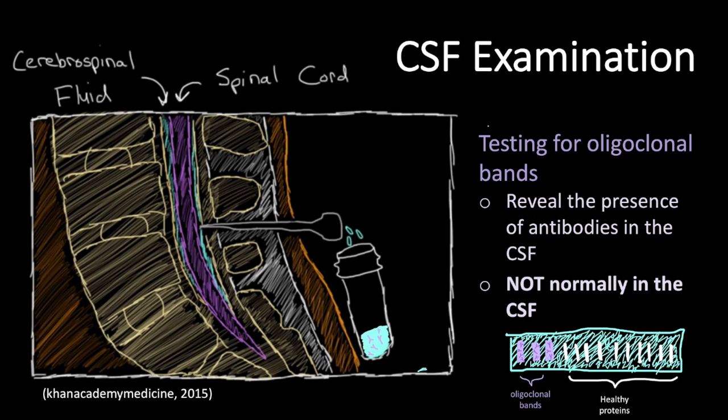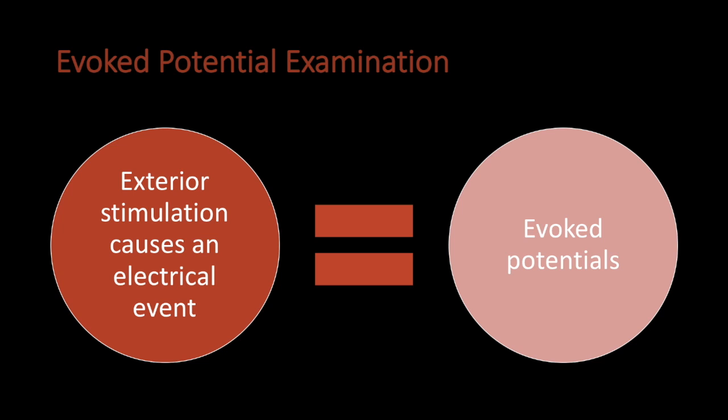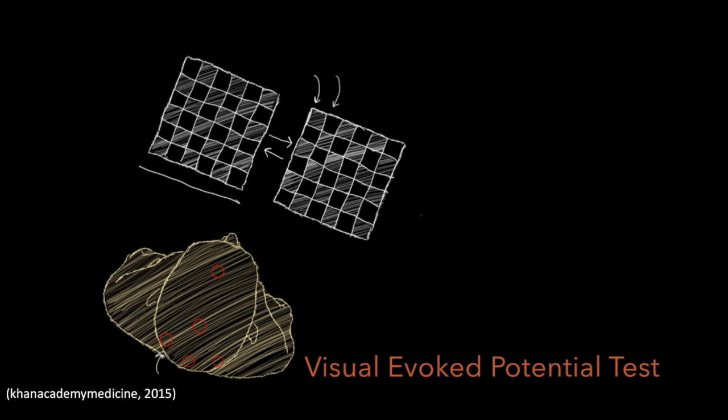A further test commonly performed is an evoked potential examination. Evoked potentials are generated in the central nervous system by exterior stimulation, causing an electrical event. This examination can test for abnormal function in the central nervous system caused by damaged myelin. Evoked potentials are also used to assist in locating a lesion, particularly when it's in a place that is difficult to see on imaging, for example the optic nerve or sections of the spinal cord. There are 3 forms of evoked potential tests, however this in-service will look at the most common one, visual evoked potential tests.